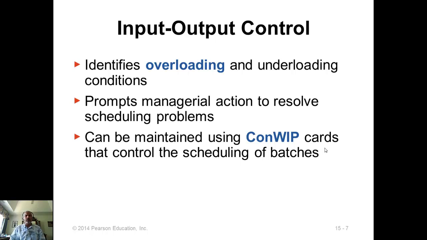One of the things that goes with input-output control is called CONWIP. CONWIP refers to constant work in process inventory. So you have a CONWIP card at a workstation, and once that amount of work in process is completed and moved away, this CONWIP card is released, so some more input can come into this workstation. This way you keep the work in process inventory at a given workstation at a constant level.